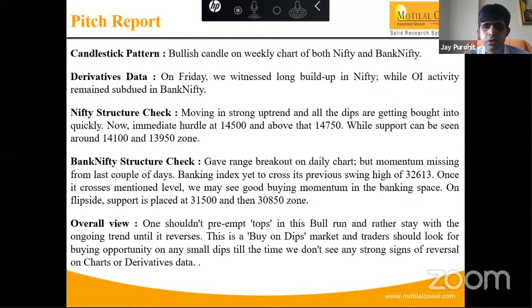and thus one should not look for any kind of shorting opportunities in such scenarios. Okay, the best way to play this market is to be with the trend, buy the dips, and continue to remain with the ongoing momentum until and unless you see a strong sign of reversal on the charts as well as derivatives data. So right now the best strategy is to remain with the trend and use the dips as buying opportunities.